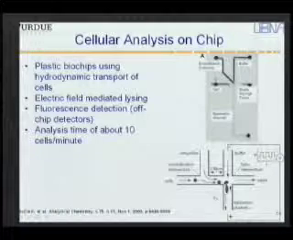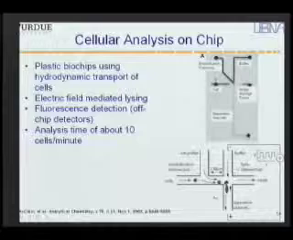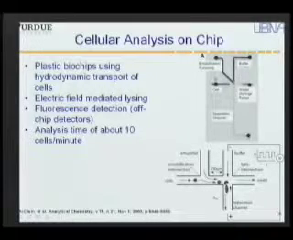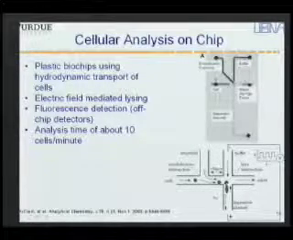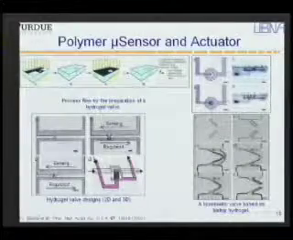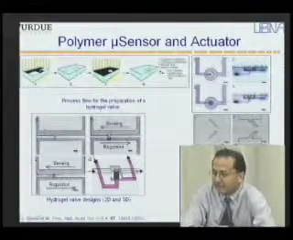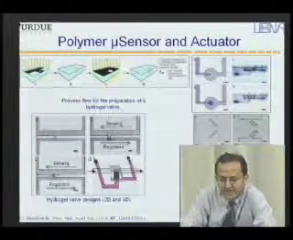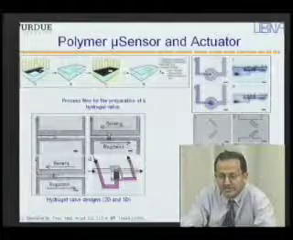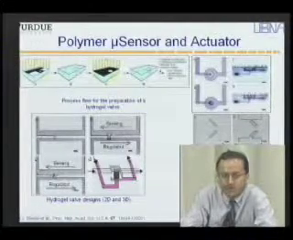Here's an example of a polymer microsensor and an actuator. And I should mention, in this entire lecture series, I really didn't talk about actuators a whole lot, but there is a lot of work on making other components of microfluidic devices, such as valves and pumps, that could be integrated on chip and can provide a much higher level of functionality to do these biochemical reactions.